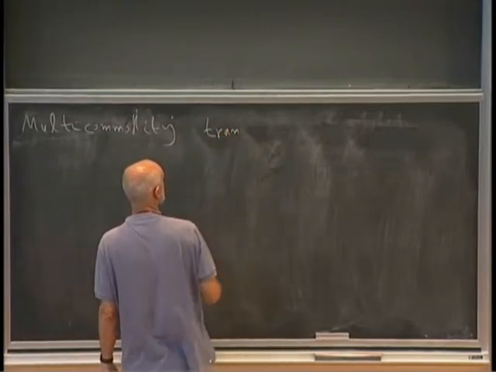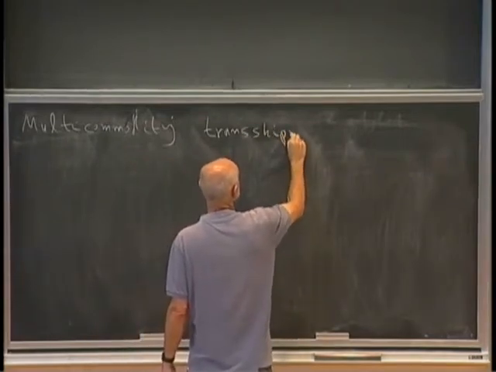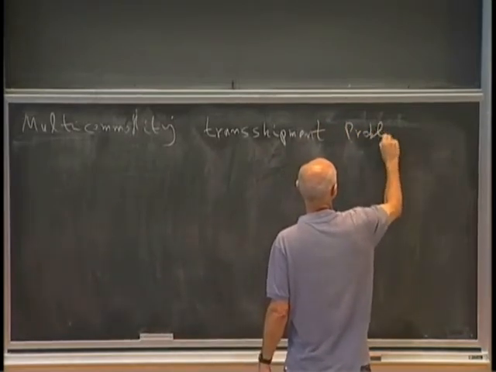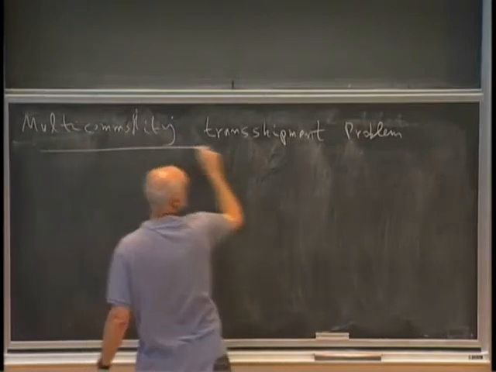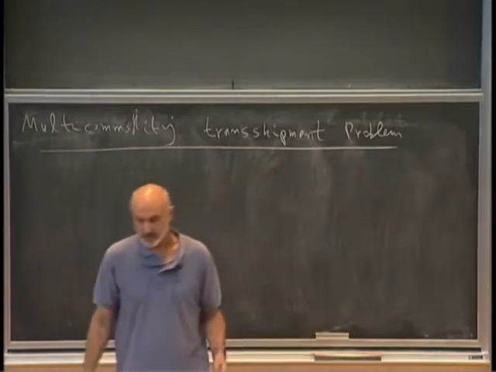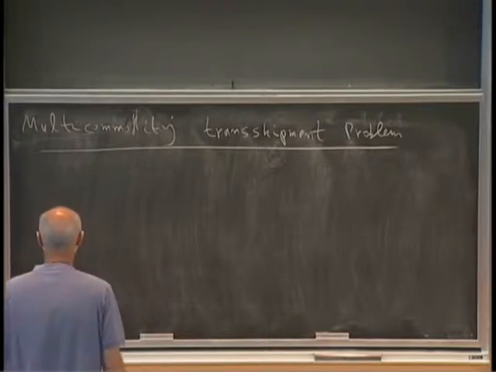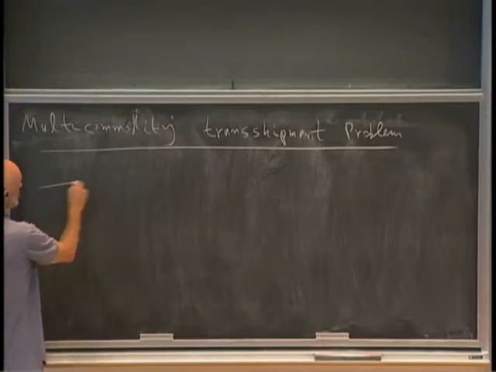I'll come to this problem soon, but let me first start with a more general problem, the so-called transshipment problem. That's a very nice problem. If you forget the multi-commodity aspect for a second, the transshipment problem is the most general flow problem you can think of. It includes maximum flow, min cost flow, whatever you want. And the problem is the following. You have an arbitrary directed graph.